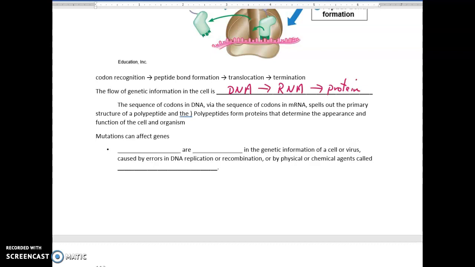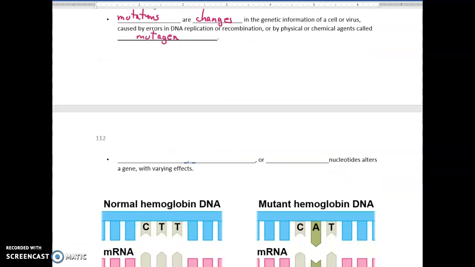Mutations. Mutations can affect genes. Mutations are changes in the genetic information of a cell or a virus. They can be caused by errors in DNA replication, recombination, or physical or chemical agents called mutagens. And we're going to look at the different possibilities, the different errors that can occur.